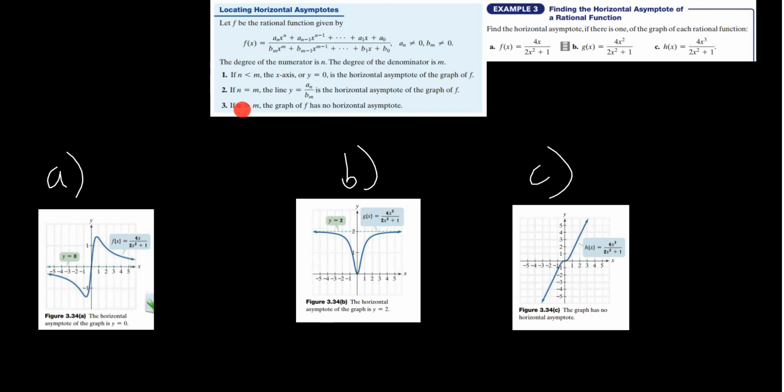And rule number 3, if the degree of the numerator is greater than the degree of the denominator, then we have no horizontal asymptote. We have what's called a slant asymptote, which we'll talk about. I don't know if we'll talk about that today, but it's there. Notice how the degree of the numerator is 3, the degree of the denominator is 2. 3 is greater than 2, and therefore we have no horizontal asymptote. So that's that behavior.